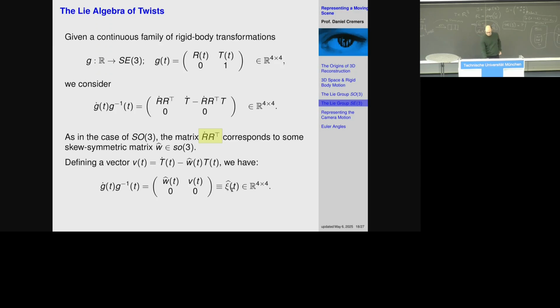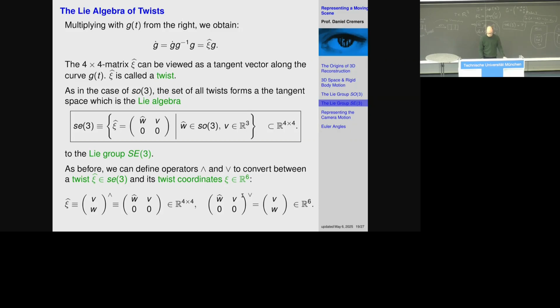And this is a little bit an overuse of notation. We will call this Xi hat. What does that mean? Xi hat is overused because Xi is now a 6-dimensional vector that contains three elements that make up this skew-symmetric matrix and another 3 elements that make up this vector V. So it's a 6-dimensional vector and it's called a twist. We'll come to that here.